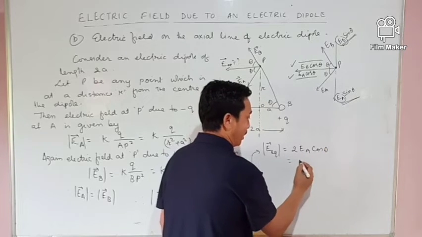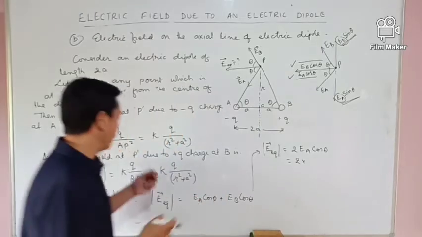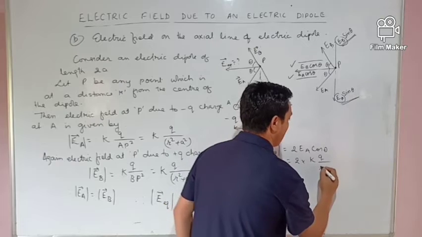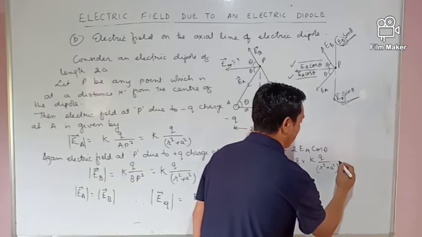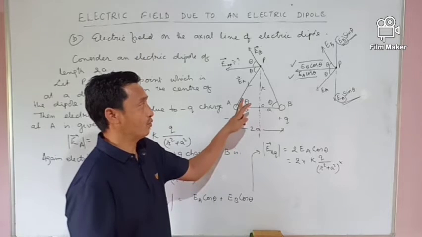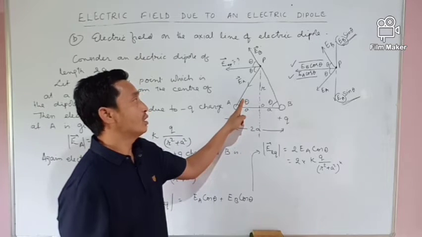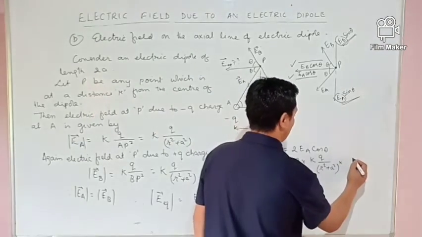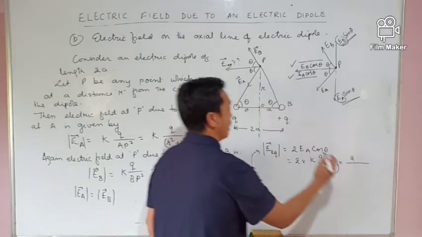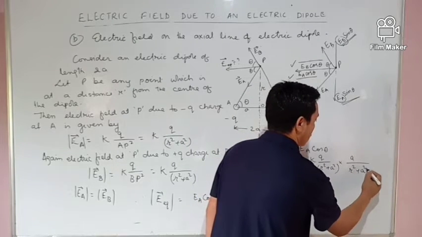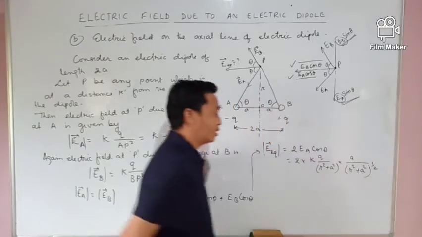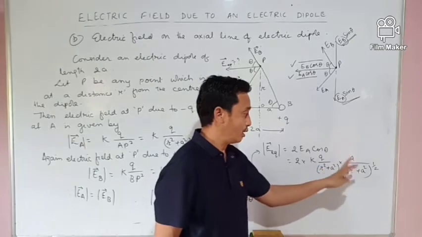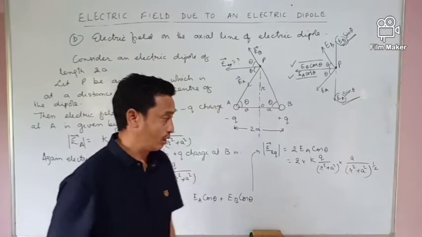Now EA can be written as KQ by R square plus A square. And what is the value of cos theta from this triangle? Cos theta is the adjacent side by the hypotenuse. The adjacent side is A and the hypotenuse is (R square plus A square) to the power half. So according to Pythagoras theorem and trigonometry, cos theta is A divided by (R square plus A square) to the power half.